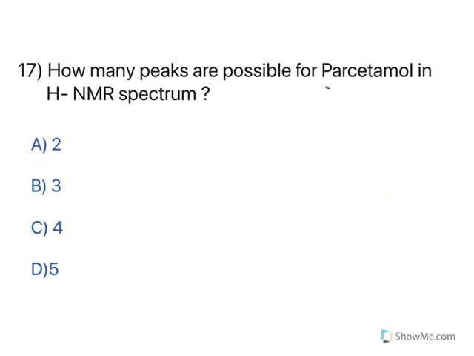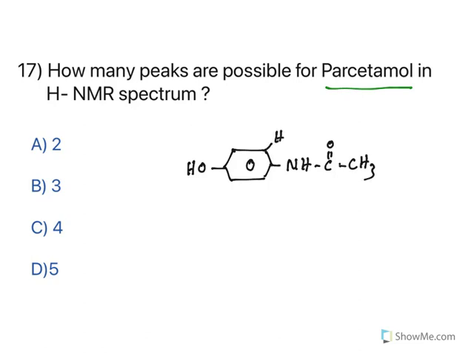Now how many peaks are possible for paracetamol? Let me write the structure and then understand. Paracetamol, also known as acetaminophen. At para position hydroxy is there, and NH, CO, CH3. Now for the benzene ring, you need to write these protons to get clarity. Now let us write the different kinds of protons. So this is a different kind of proton. Now the proton on this nitrogen is a different kind, right? Now these 2 protons are of one kind and these 2 protons are of one kind, and this one is a different kind. So totally how many? 5 signals will be there.